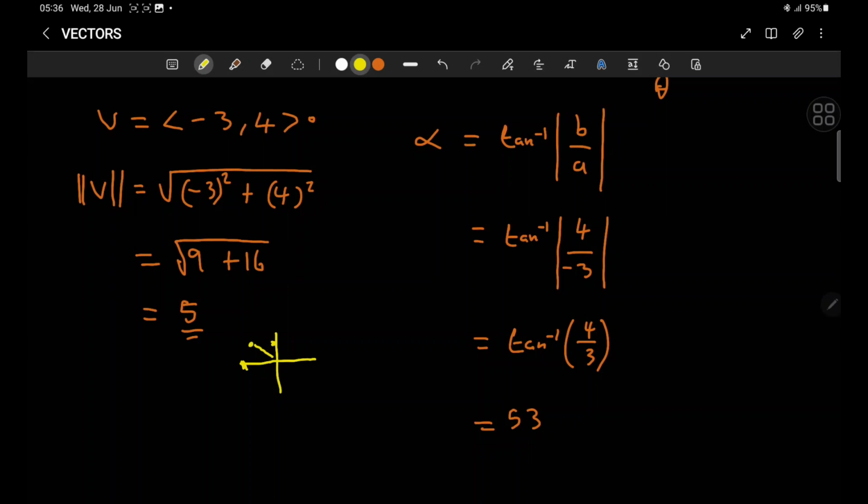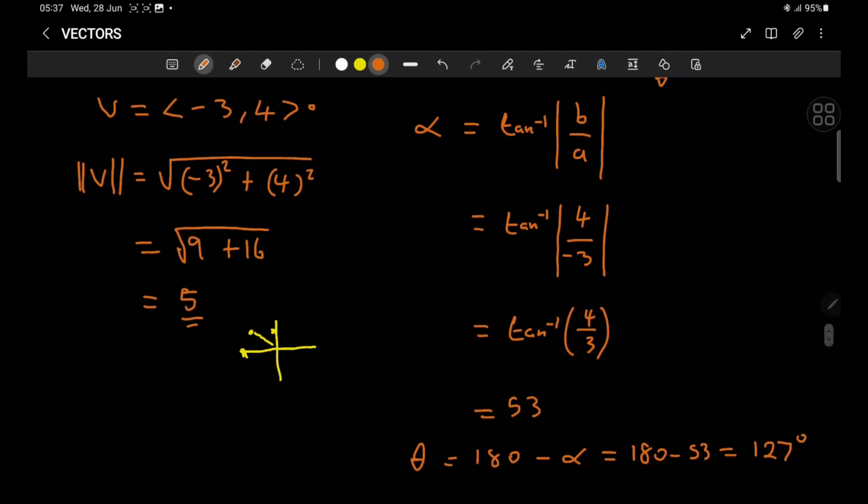So our angle will be 180 minus 53. Our main angle, which is our direction, will be 180 minus our reference angle alpha, which is 180 minus 53, which is 127. So the magnitude of our vector is 5, and our direction is 127. So that's how you find the magnitude and also the direction.